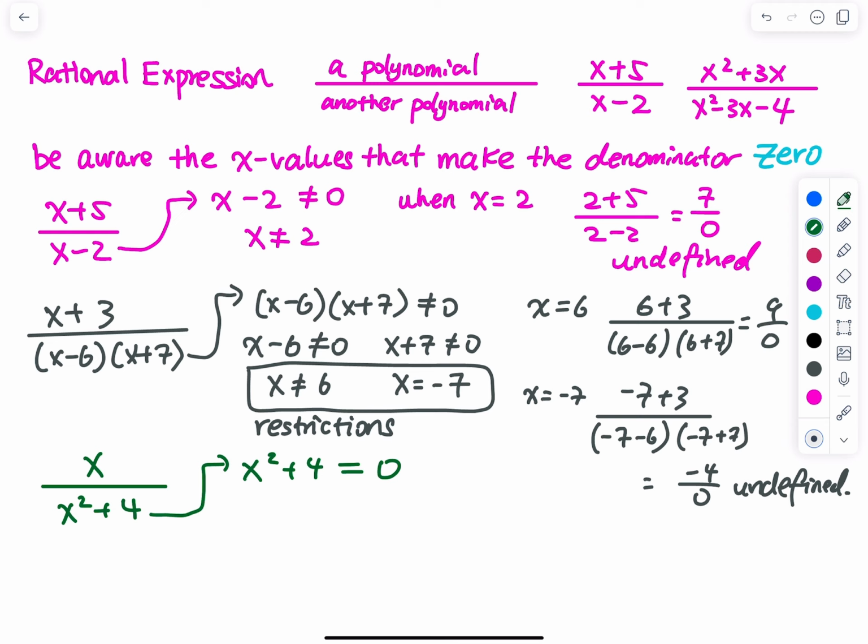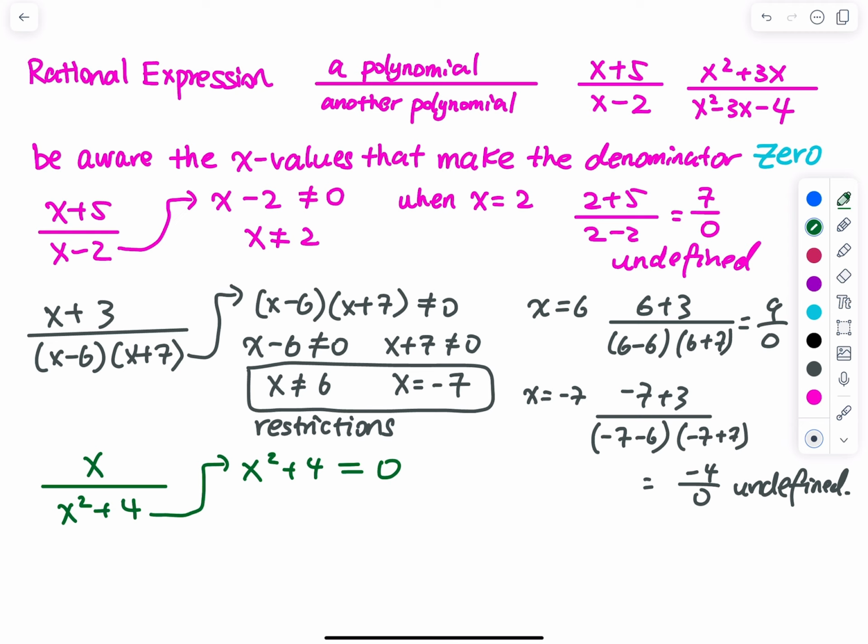No. Let's say you square negative 2. Negative 2 squared is 4. 4 plus 4 is not equal to 0, right? You square a negative, you get a positive. You square a 0, yes, you get a 0, but you have to add 4 to it, so you still don't get a 0. You square a positive, you get a positive. Positive plus 4 is positive.